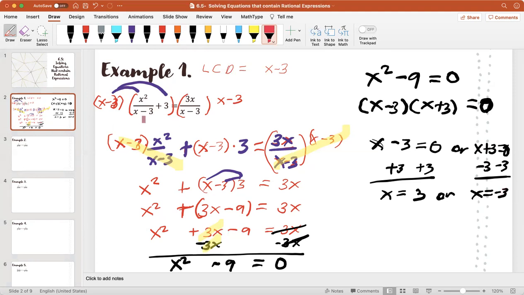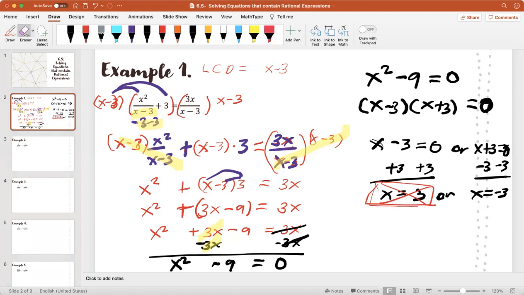How about negative 3? Let's check negative 3. When your x is negative 3, what happens to your denominator here? Negative 3 minus 3, what's that? Negative 6. It's not 0. That means negative 3 is a solution. So you have to check your values. This one is not a solution. So which one is a solution? The only solution we have is negative 3.